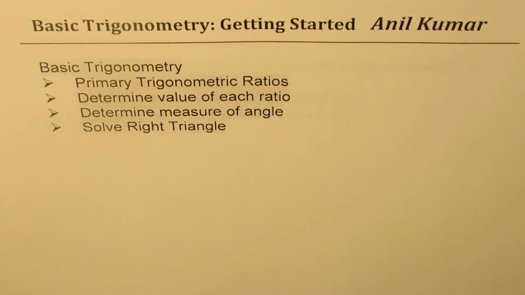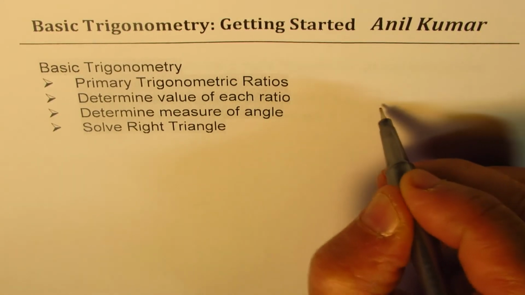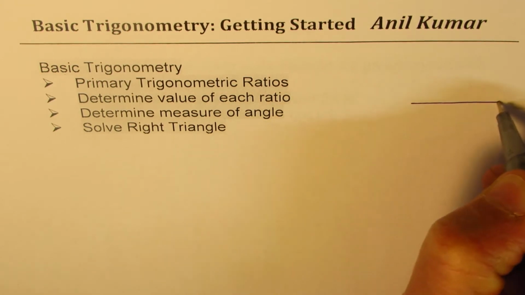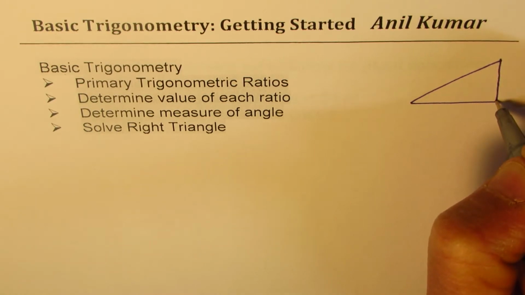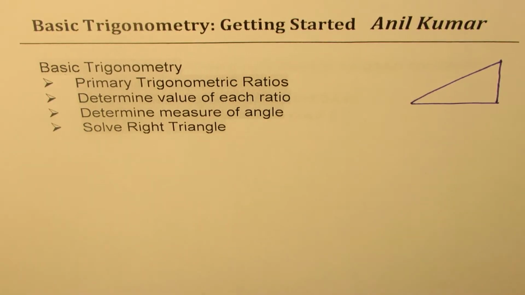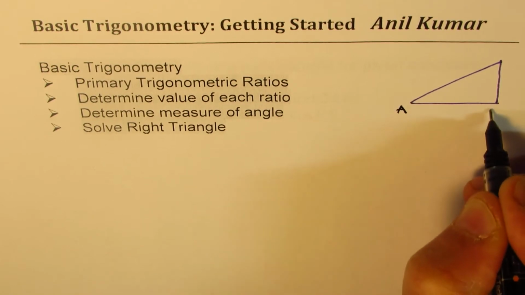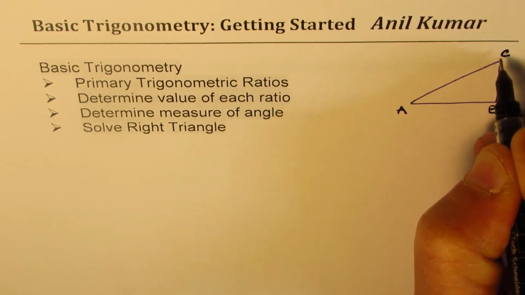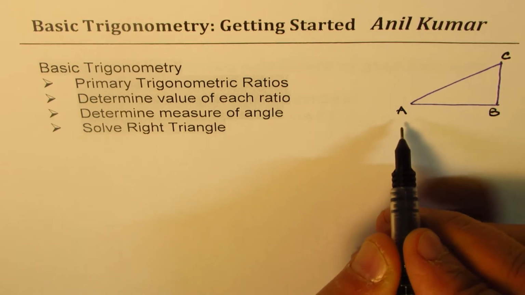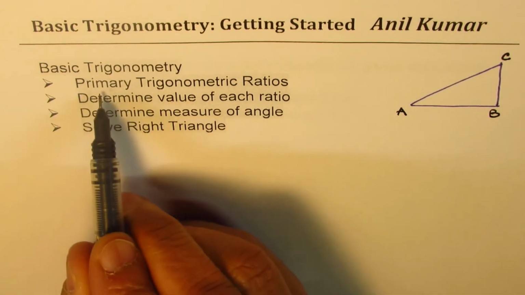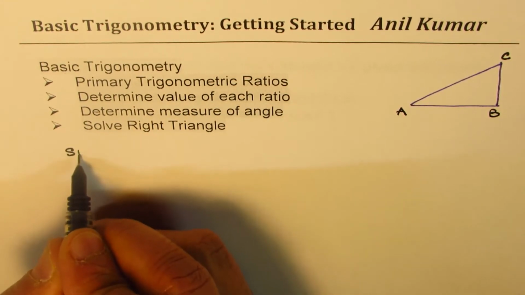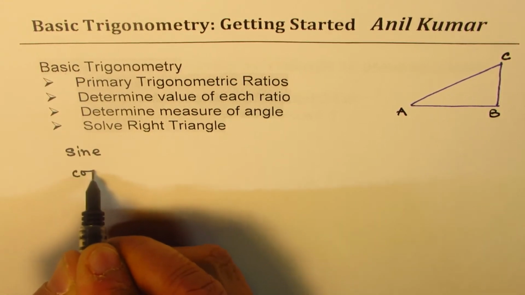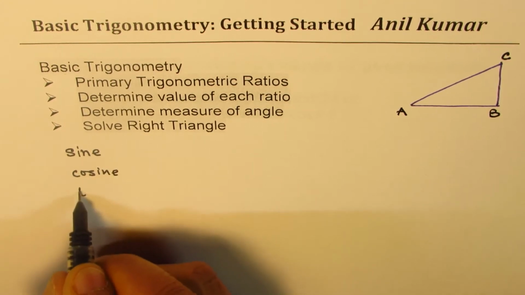So I have the same page, kind of, and again I'll sketch one right triangle here. So let's say this is the right triangle for us. As I said, we could always name the triangle with the angle or with the vertex. So let me call this triangle ABC, and I'm going to name it now with the vertices. Correct? The three terms which we saw, which we say are primary trigonometric ratios, are called sine, cosine, and tangent.